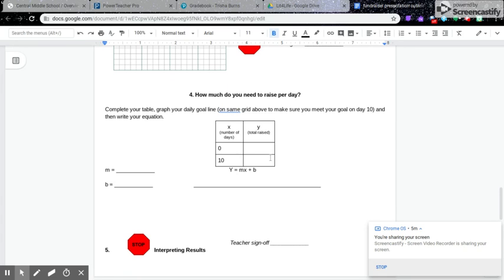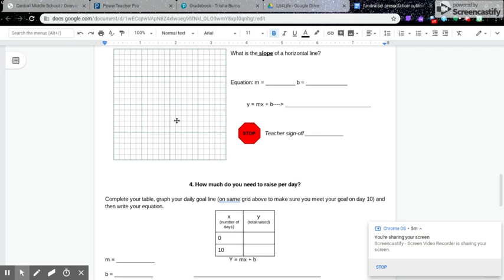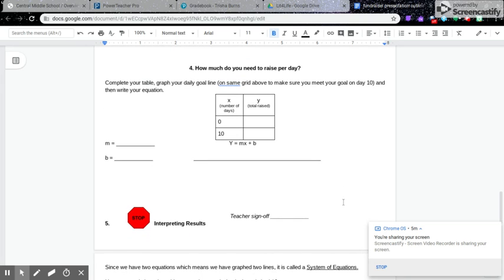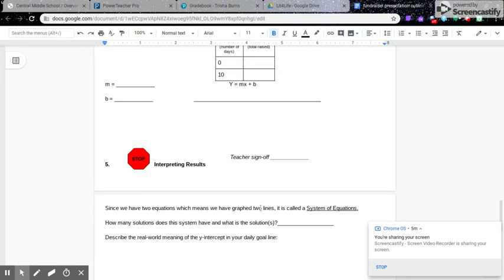Your M is the change in Y over the change in X. So you're going to see how much your Y's change and how much your X's change, change in Y over change in X. B is your Y-intercept. It is going to be crossing the Y-axis at 0, 0. So everyone's B for this one will be 0, okay? So then you can write your equation: Y equals slope times X plus 0. Make sure you have that line graphed up there, and then Miss Spurgeon or myself will sign it off when I come back.